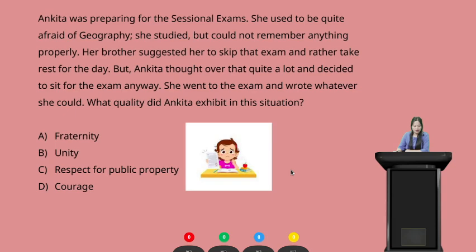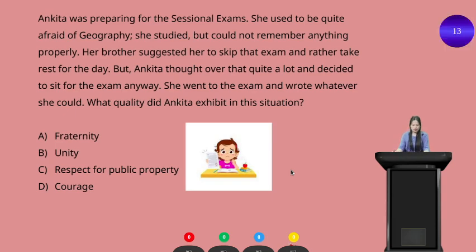But Ankita thought over that quite a lot and decided to sit for the exam anyway. She went to the exam and wrote whatever she could. What quality did Ankita exhibit in this situation? Okay, so we have four options: fraternity, unity, respect for public property, courage. I'm giving you 15 seconds to respond to this question. Your time starts now.